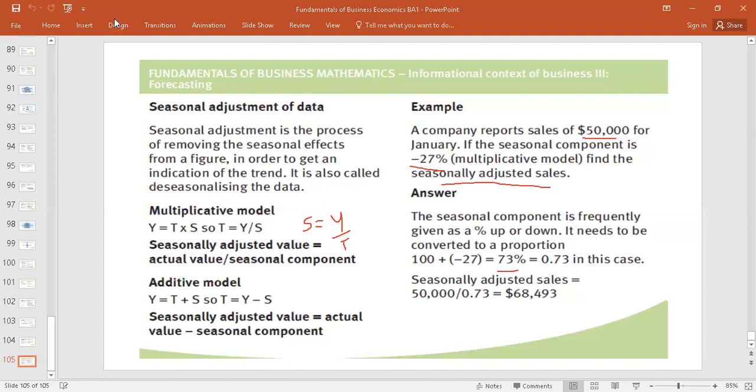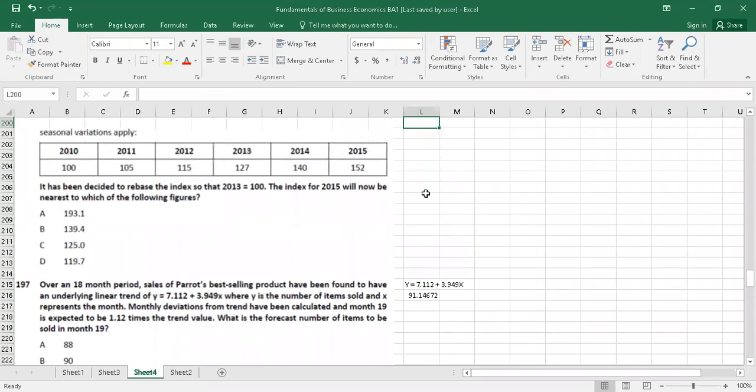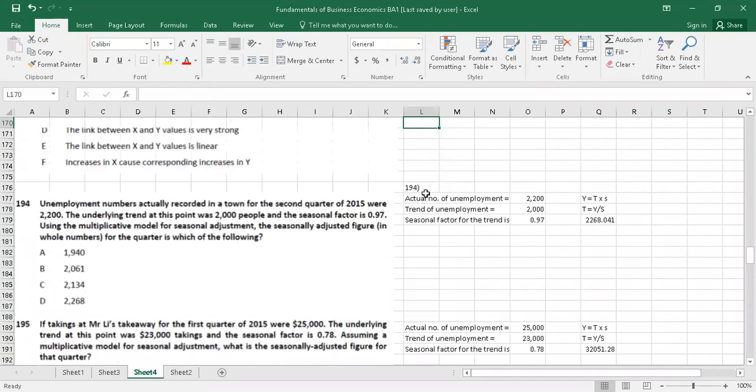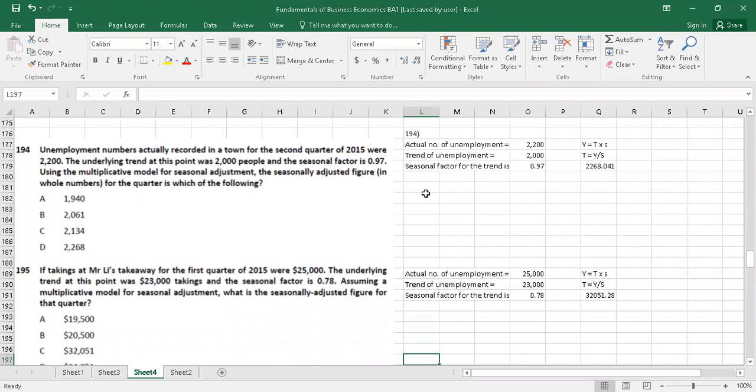Okay, on this note, the question yesterday, I stopped the questions on that note. So let's take it up from there. Question number 194 says that the actual number of unemployed is 2,200. It says the underlying trend at this point is 2,000 people. The seasonal factor is 0.97. We are asked to find the seasonally adjusted figure.